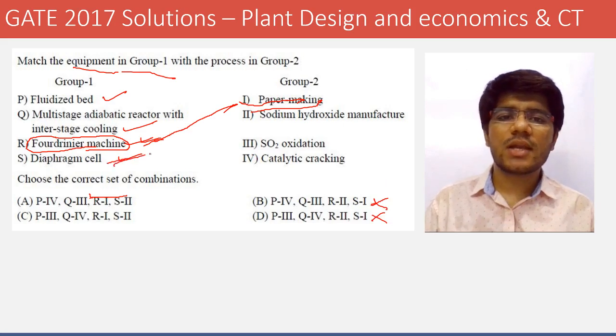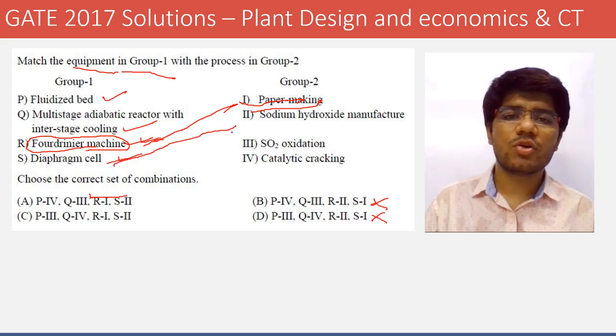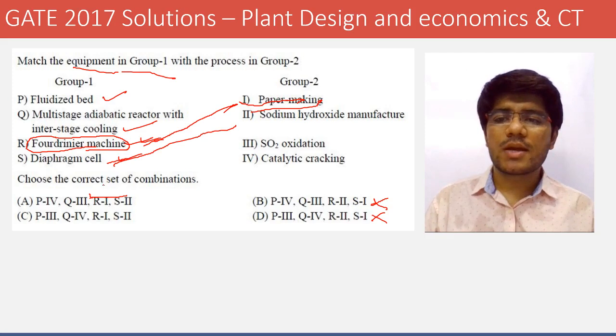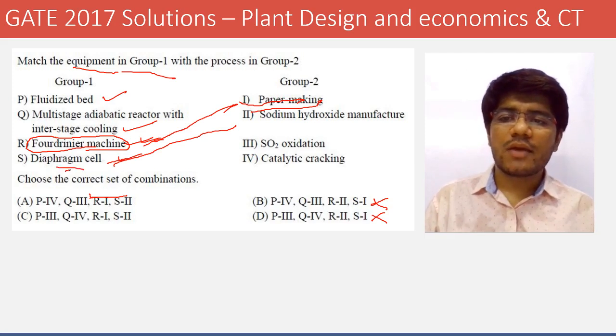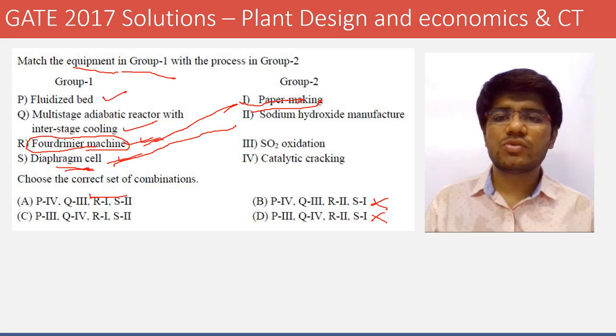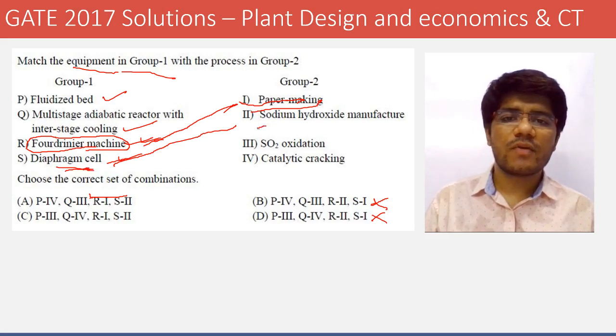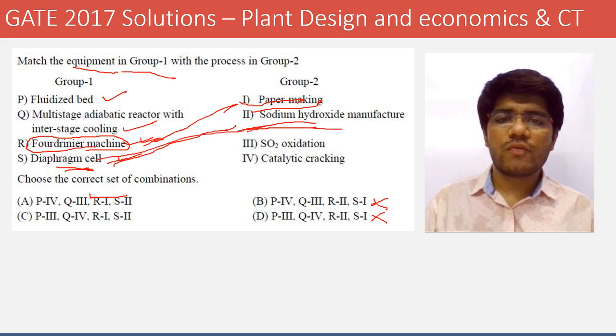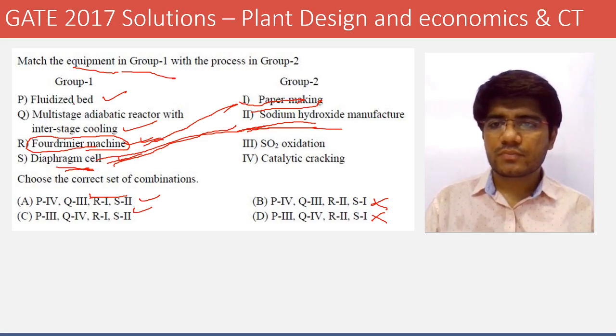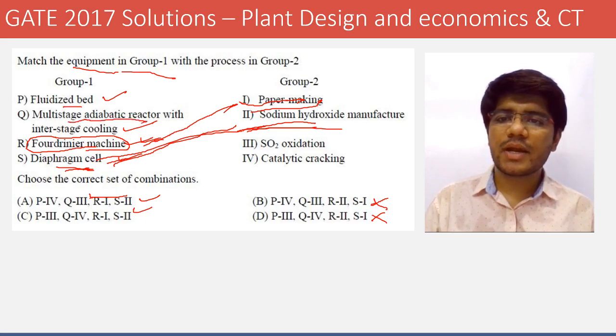Now the diaphragm cell is used for sodium hydroxide manufacture, no doubt in that, because the diaphragm cell as well as the nickel catalyst is used for making sodium hydroxide. I read this in Dryden. So S will go with the second. So here also S goes with the second, and these two options can again be correct. Now we are left with fluidized bed and multi-stage adiabatic reactor with interstage cooling.